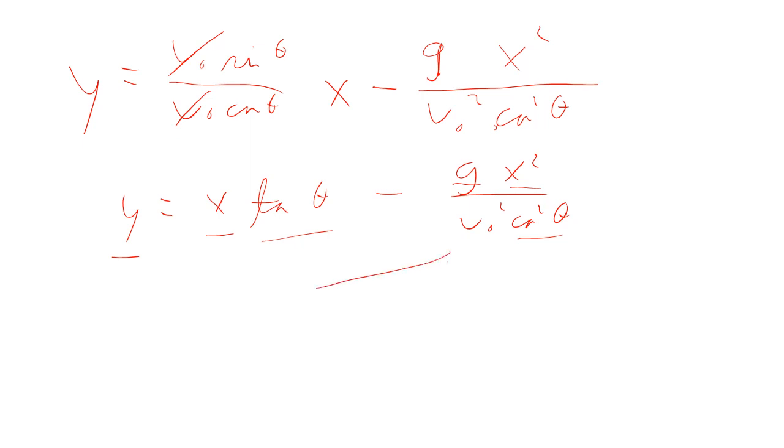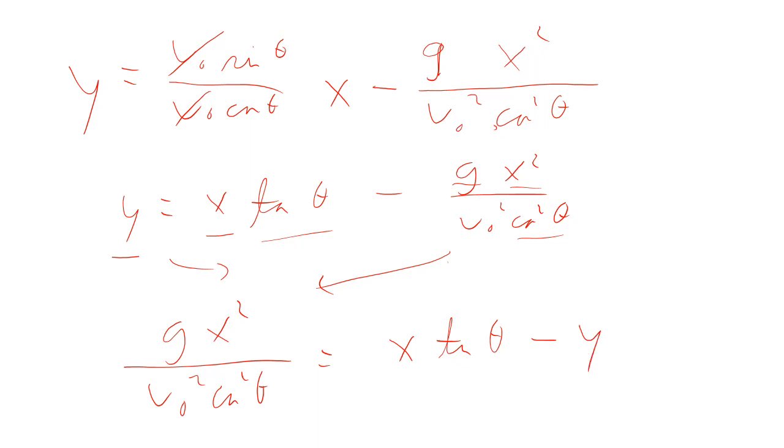So we can just do algebra and solve for v naught. Let's move this to that side of the equation and this to the other. So g x squared over v naught squared cosine squared theta equals x tangent theta minus y. Then we're trying to get v naught, so we can cross multiply the v naught. Wait, I lost a 2 in here somewhere. Sorry, there should be a 2 in here, because 1/2 g. So there should be a 2 right there. Sorry about that.